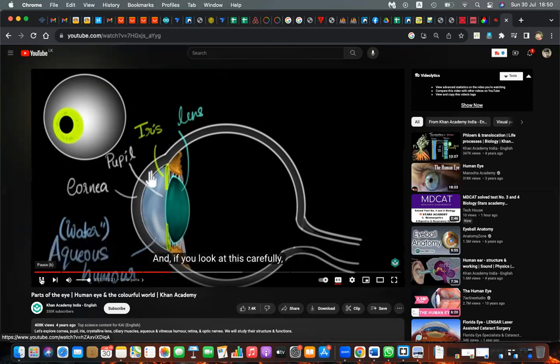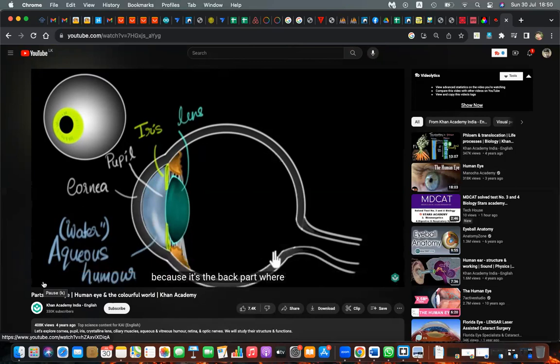And if you look at this carefully, you can now see that this cornea, along with the aqueous humor and the lens, they're all convex shaped. So the cornea and the lens together form a converging lens system. And so whenever you want to concentrate on a specific object, their job is to make sure that the light from that object gets focused right at the back part of our eye.